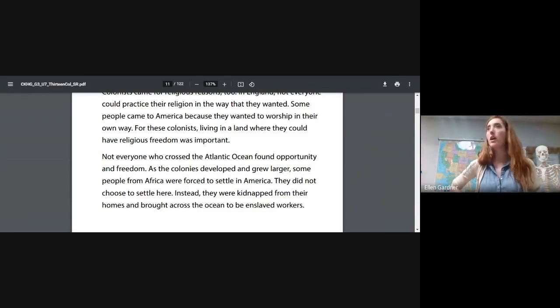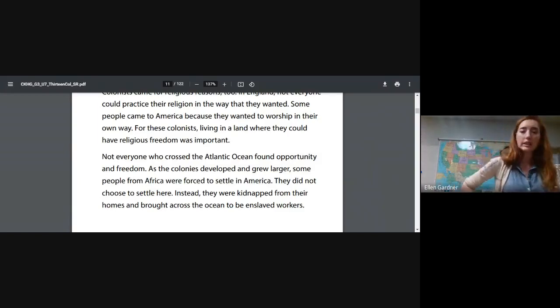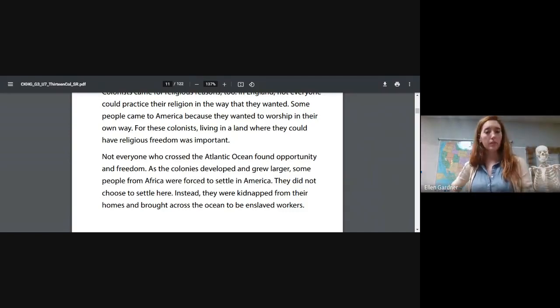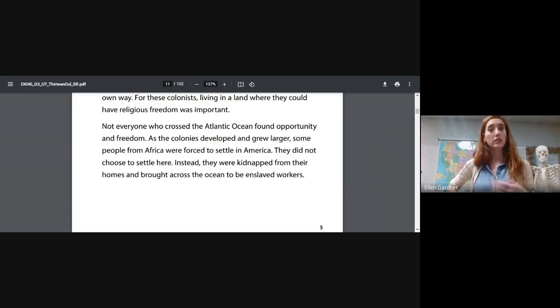And that probably rings a bell because, as we're going to get into with American history, that became a huge part of its foundation. Now, not everyone who crossed the Atlantic Ocean found opportunity and freedom. As the colonies developed and grew larger, some people from Africa were forced to settle in America. They did not choose to settle here. Instead, they were kidnapped from their homes and brought across the ocean to be enslaved workers. So sadly, not everyone had this choice.